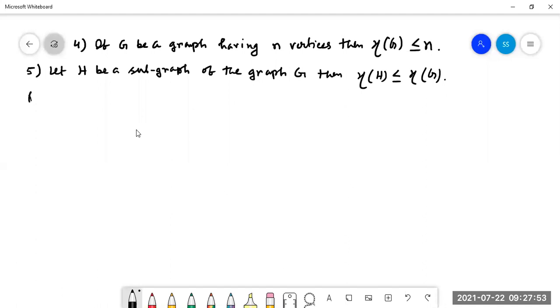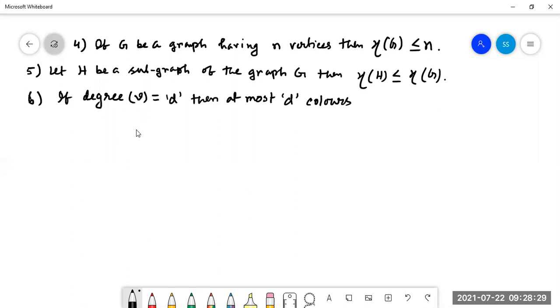So result number 6 is: if the degree of a vertex V is equal to D, then at most D colors are required to color all the vertices adjacent to V.